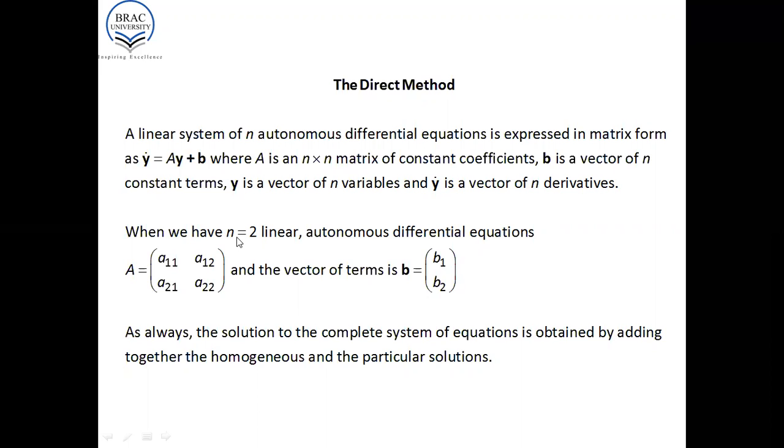And when we have n equal to two linear autonomous differential equations, A is equal to A11, A12, A21, A22. So this is the coefficient matrix. And the vector of terms, bold b, is equal to b1, b2. As always, the solution to the complete system of equations is obtained by adding together the homogeneous and the particular solutions.